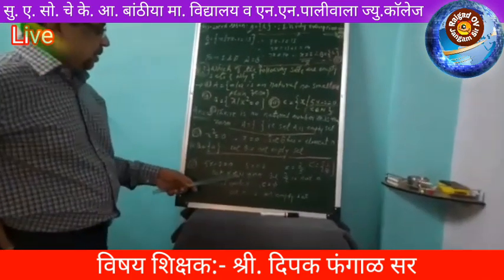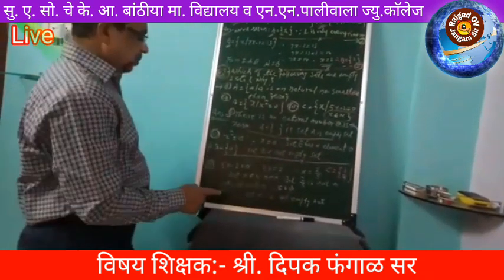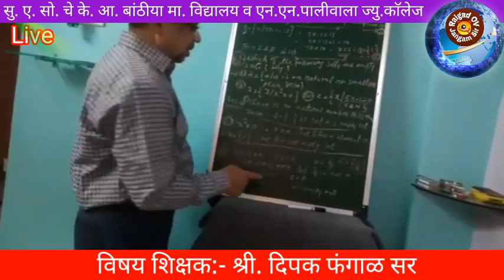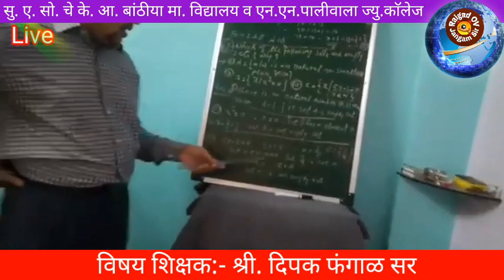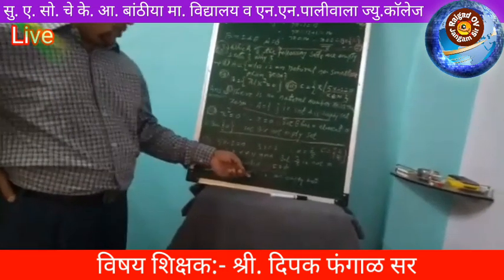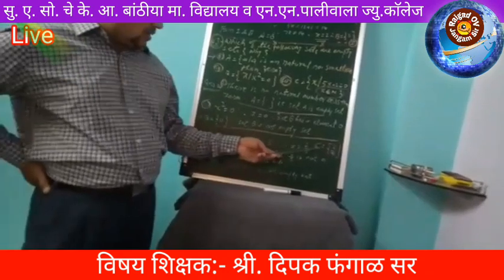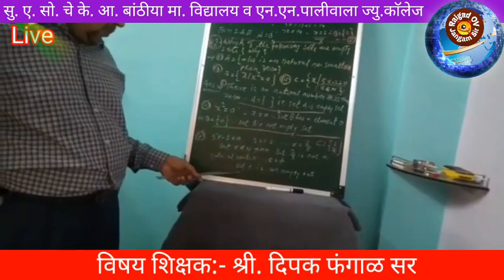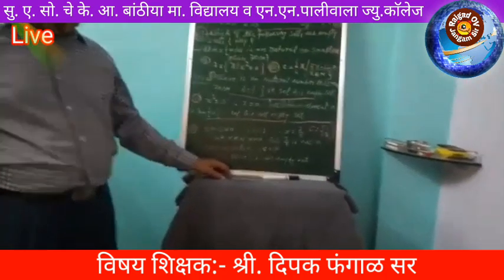But x belongs to N. It is given that x belongs to N, which means x is a natural number. But 2 upon 5 is not a natural number. Therefore C equals empty set. Why? Because 2 upon 5 is not a natural number, so C contains no element. Therefore set C is an empty set.